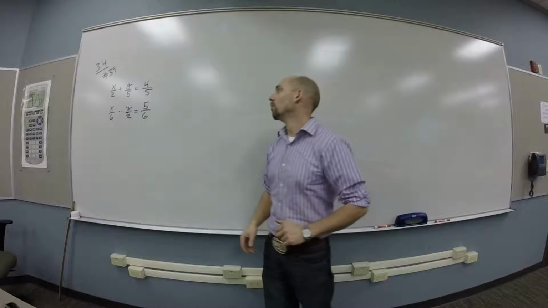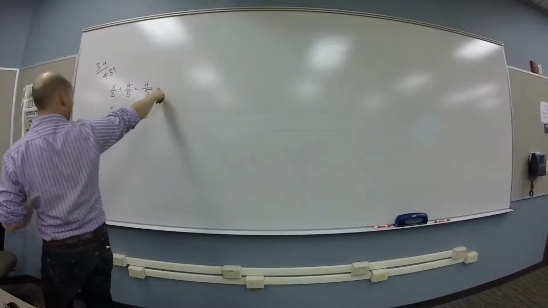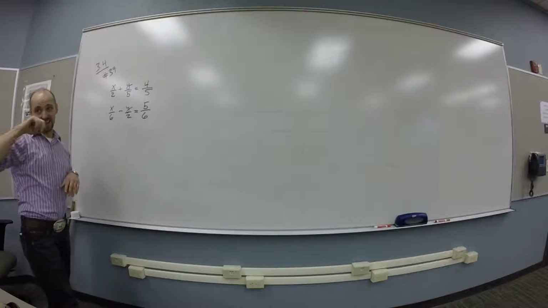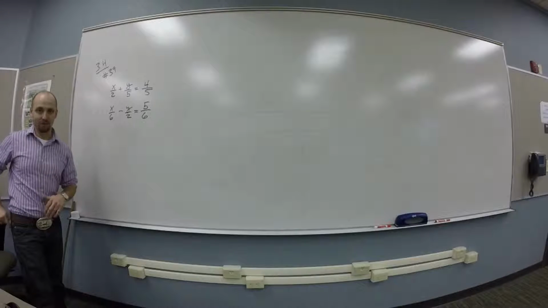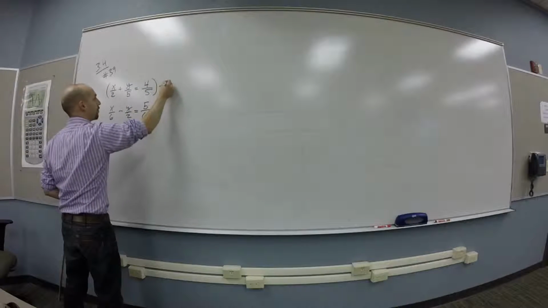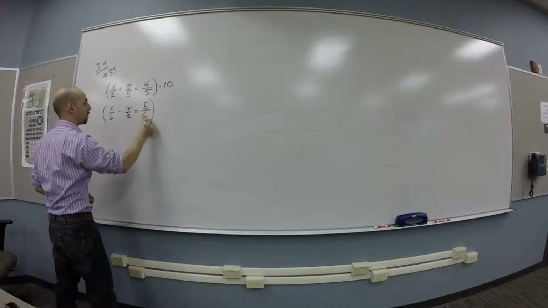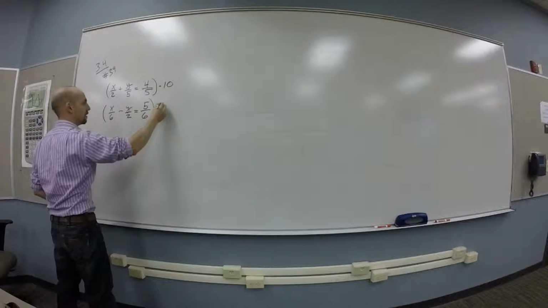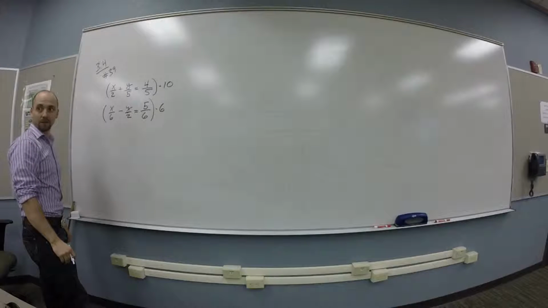Okay, so we'll look at this first fraction and see that the common bottom is 10, right? And then blast everything but that. So we're going to take this guy, multiply by 10. We're going to take this guy, multiply by 6. You guys see that?